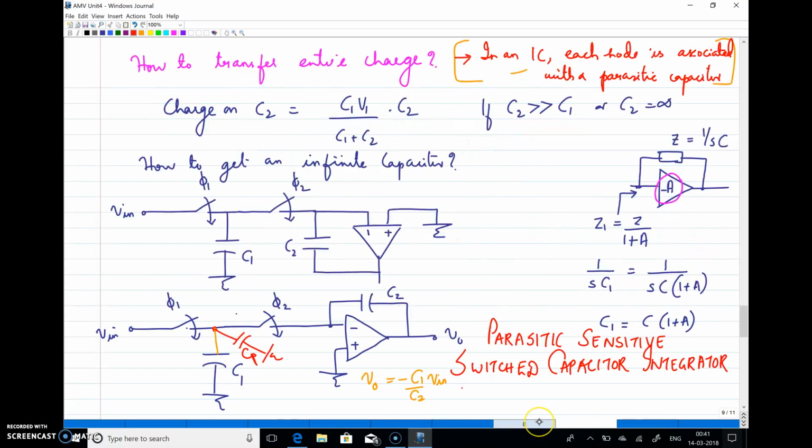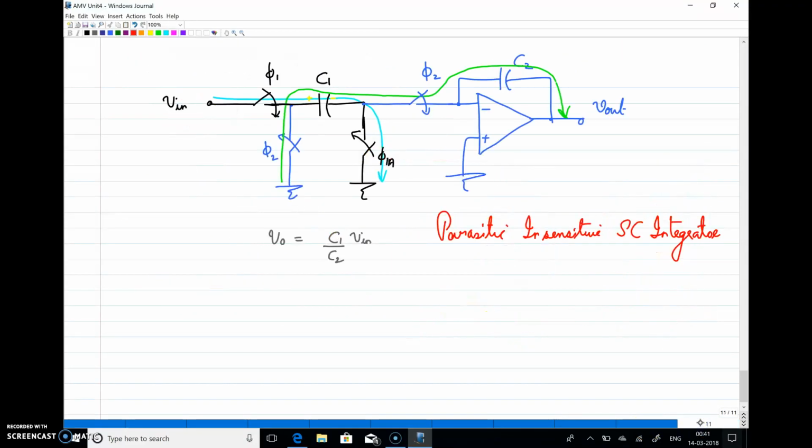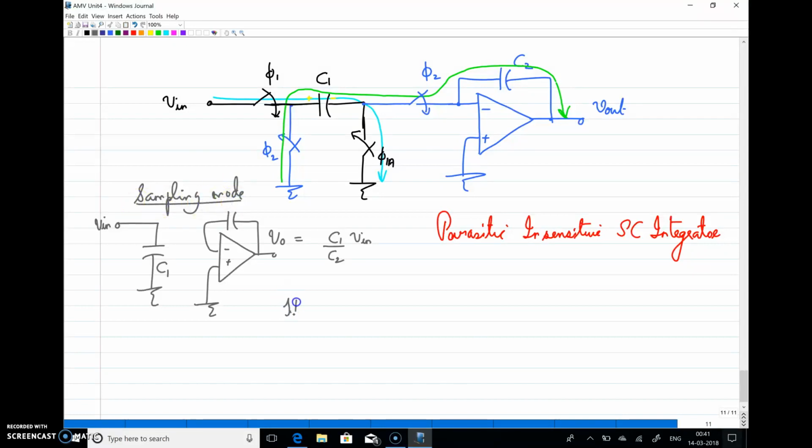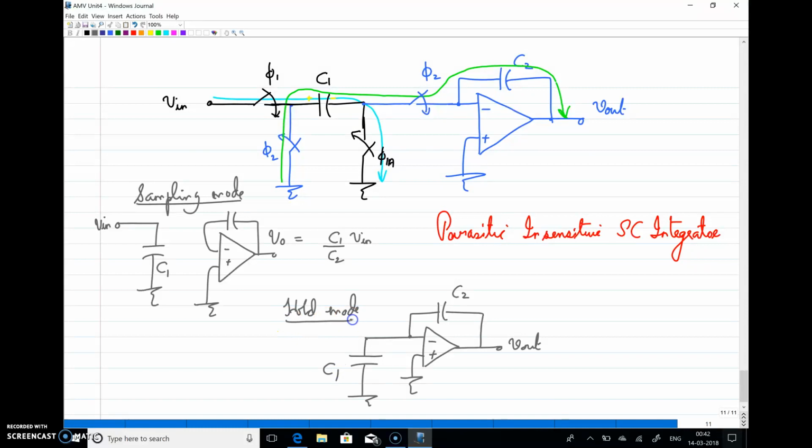If you look at this circuit, you should clearly understand which is the sampling mode. During sampling mode, the equivalent circuit is something like this, with capacitor C1. This is the sampling mode equivalent, and your hold mode equivalent is this. This is the hold mode.